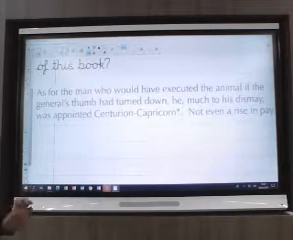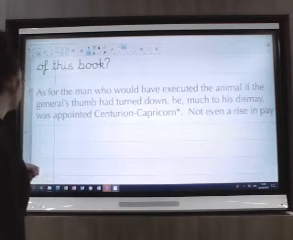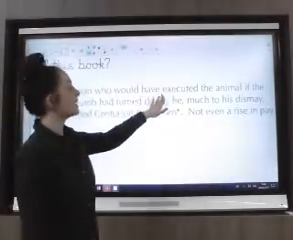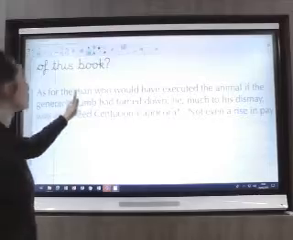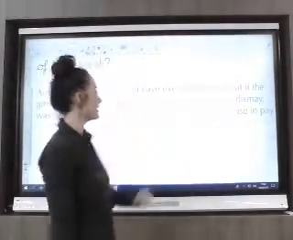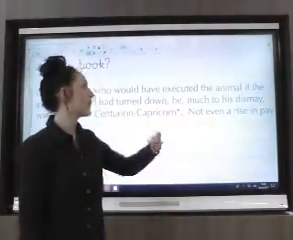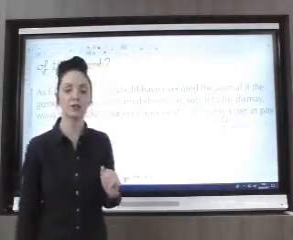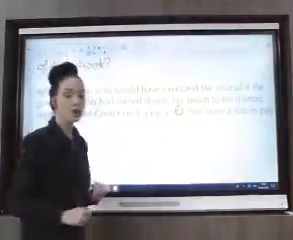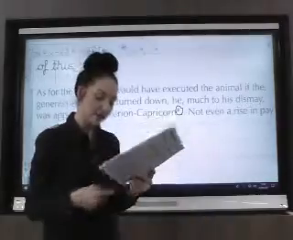So I've just snipped lines 5 to 7 and a little bit of 8 because it wasn't the end of the sentence. So it says, as for the man who would have executed the animal if the general's thumb had turned down, he, much to his dismay, was appointed Centurion Capricorn. Okay, and then we don't need to worry about the next bit because that's just the start of the next sentence. Centurion Capricorn has got a star next to it, so that means that it's going to be in my glossary. So let's have a look what it means.